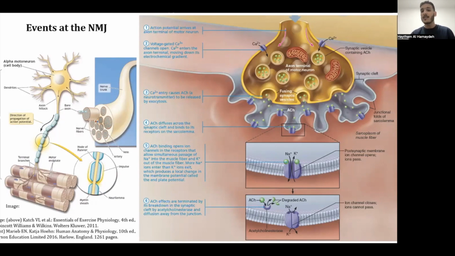This in turn causes vesicles, right here, containing acetylcholine, a stimulator, to be released into the synaptic cleft. Those vesicles fuse with the presynaptic membrane, releasing ACh, acetylcholine molecules, into the synaptic cleft. When released, those molecules bind to receptors found on the postsynaptic membrane, and this causes channels to open.